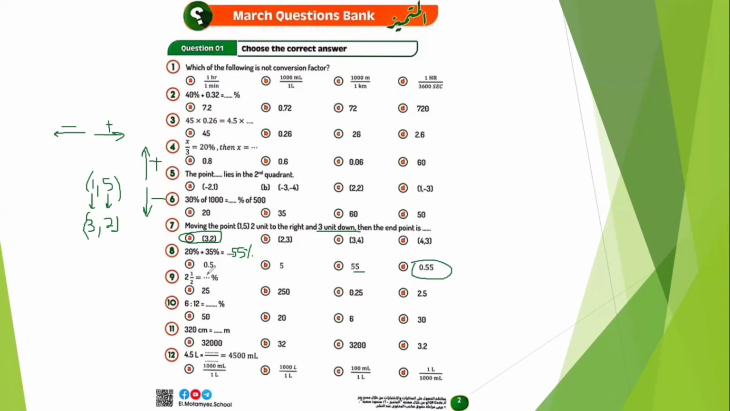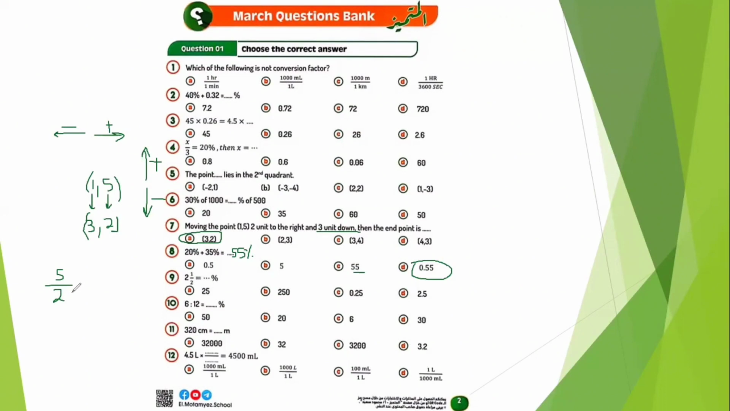Question 9: 2 and a half equals how many percent? To make this a percent, I first have to convert it from a mixed number to an improper fraction. 2 times 2 is 4, 4 plus 1 is 5, so the improper fraction is 5 out of 2. Any fraction can't be called a percentage unless I change the denominator to be 100.